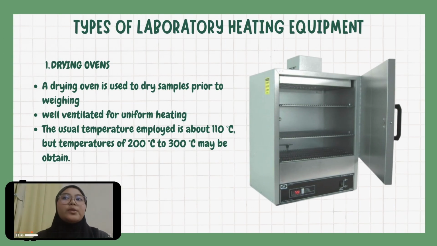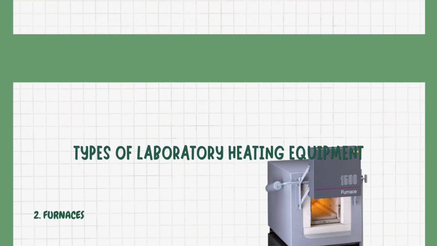Now, we move on to types of laboratory heating equipment. First, we have the drying oven. A drying oven is used to dry samples prior to weighing. Well ventilated for uniform heating. The usual temperature employed is about 110 Celsius, but temperatures of 200 Celsius to 300 Celsius may be obtained.